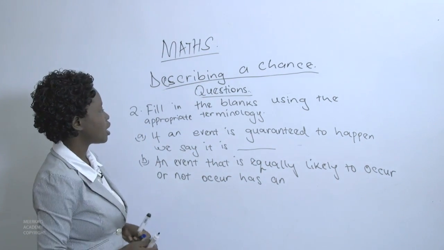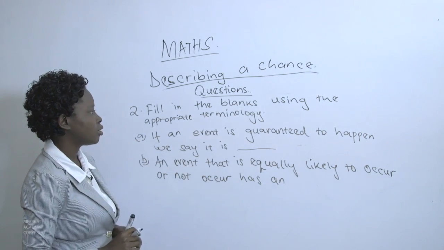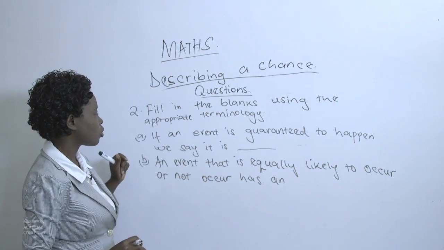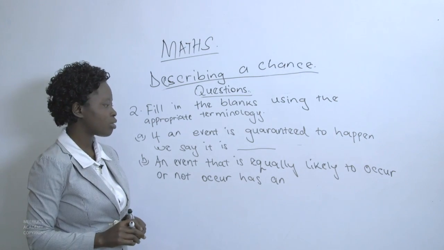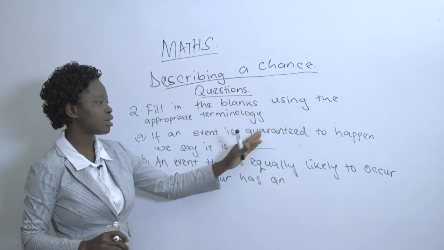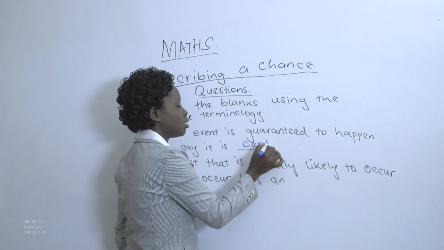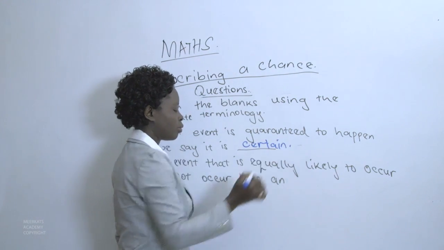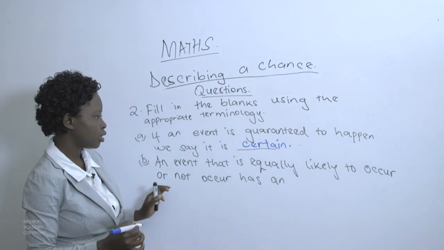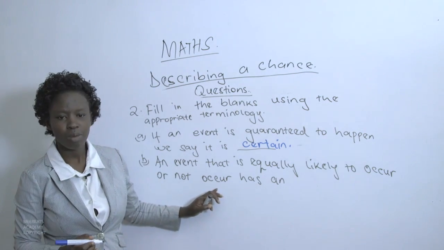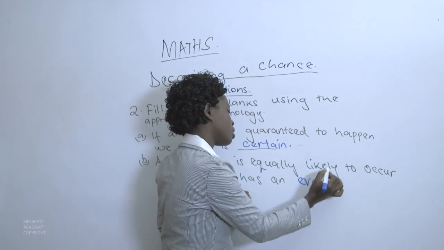So question 2, we are asked to fill in the blanks using the appropriate terminology. So the first question we have, if an event is guaranteed to happen, we say it is... If it is guaranteed it will happen, we say it is a certain event. Then an event that is equally likely to occur or not occur, we say has an even chance of occurring.